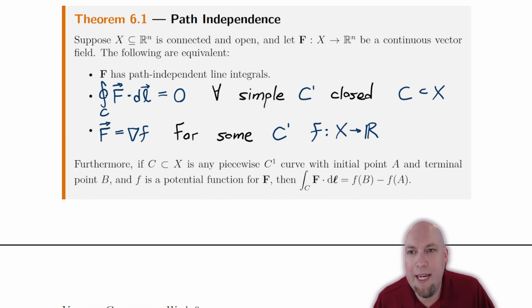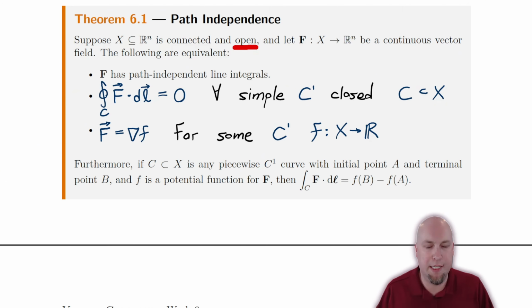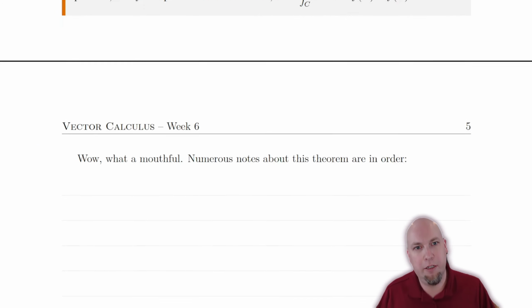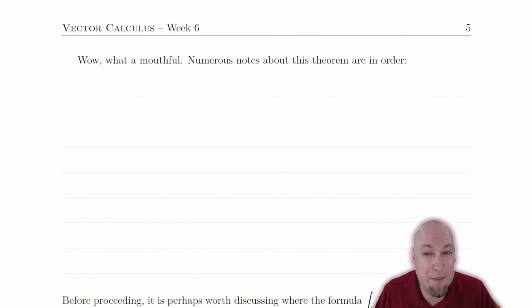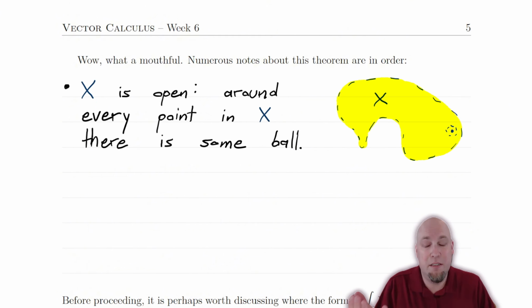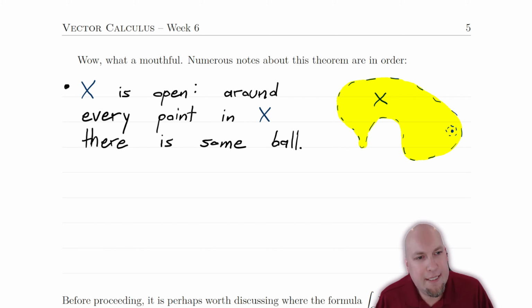In particular, we have some restrictions on the domain here that we haven't really seen before. We've maybe talked a little bit about connectedness, but we haven't talked about openness at all earlier in this course. So let's talk about what it means for a domain to be open. What we mean by that is, if you pick any point in the set, then there's some tiny little ball around it that's contained entirely in the set. That's sort of what's going on over here.